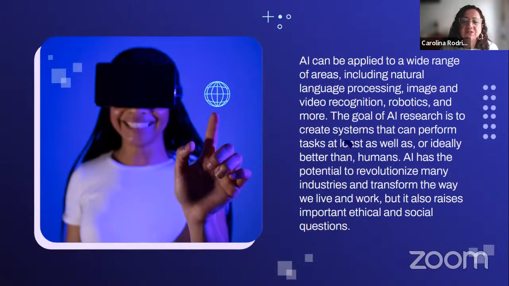So the goal of AI research is to create systems that can perform tasks at least as well or ideally better than humans. AI has the potential to revolutionize many industries and transform the way we live and work, but it also raises important ethical and social questions, right? I mean, when we're using Waze, Waze for me is the best artificial intelligence there is, right? Because I cannot locate myself anywhere. So I just put the address, I just send it, and then it tells me where to go, right? Perfect. That's fine. But when we're using ChatGPT to write an article and then pass it as our own in a journal, that is plagiarism. And so we are getting all these ethical conundrums, right, that we have to discuss as educators.